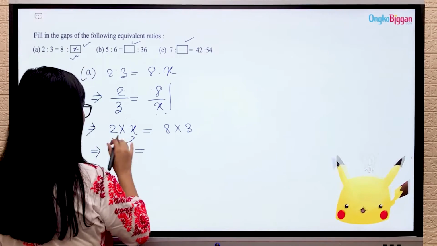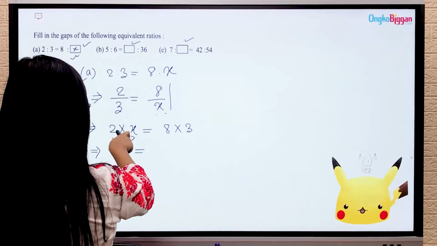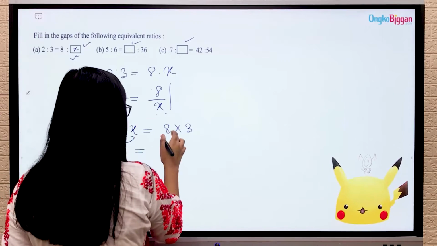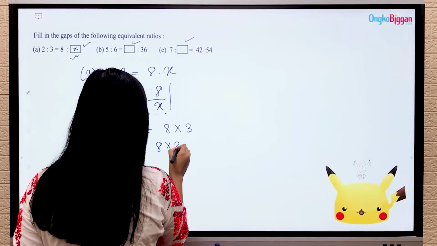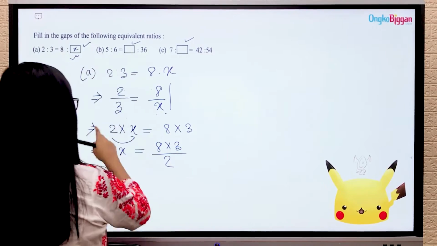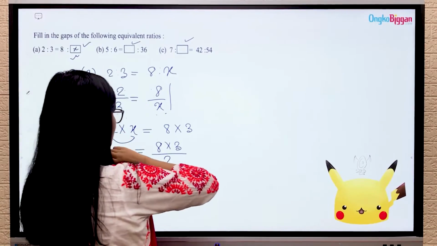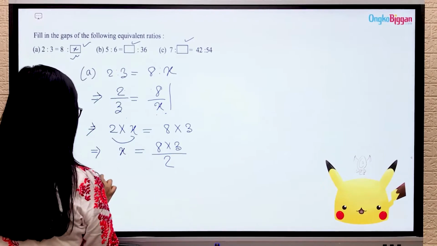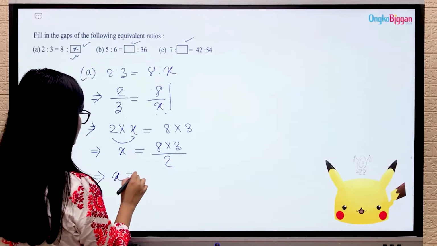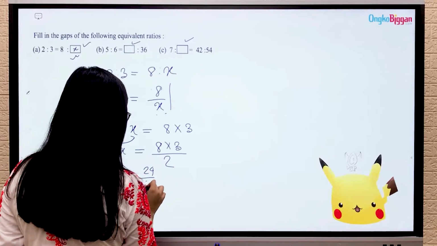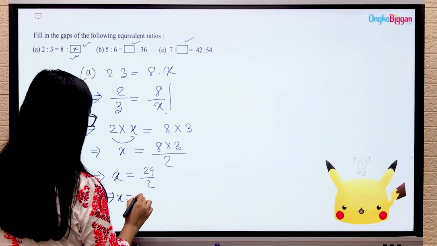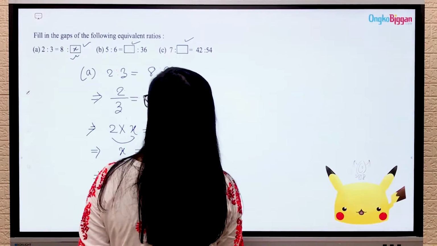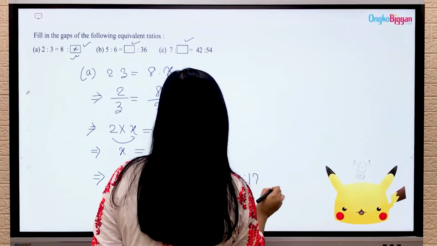So we will exchange the side. Since there is multiplication, 2 is in the form of multiplication, so it will go as division. That means it's here in the place of numerator, so after we exchange the sign, it will go in the denominator. So now x will be 8 times 3, which is 24, by 2. X will be 12. So 2 is to 3 equals 8 is to 12.